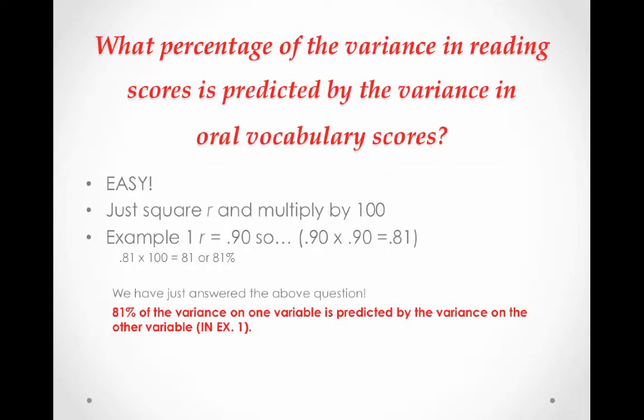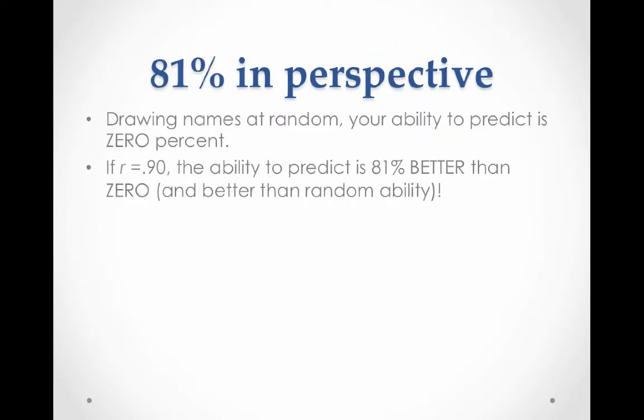81% in perspective. Drawing names at random, your ability to predict is 0%. If you put every student in the classroom's name in the bowl, your ability to actually predict which name I'm going to pull out is 0. You can't predict that. If the R is 0.9, the ability to predict is 81% better than 0, and better than random ability. So you can't just randomly select if you're doing it that way. It's much, much better.